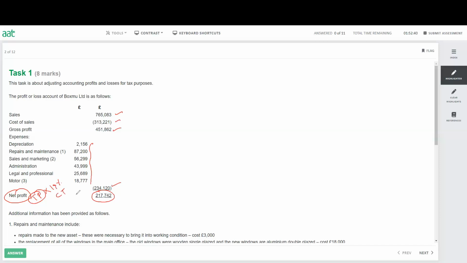So I'm going to start with the net profit, and I'm going to adjust all the allowable and disallowable expenditure, and I'll end up with the taxable profit. So let's have a look at the other part of the question before we discuss more.